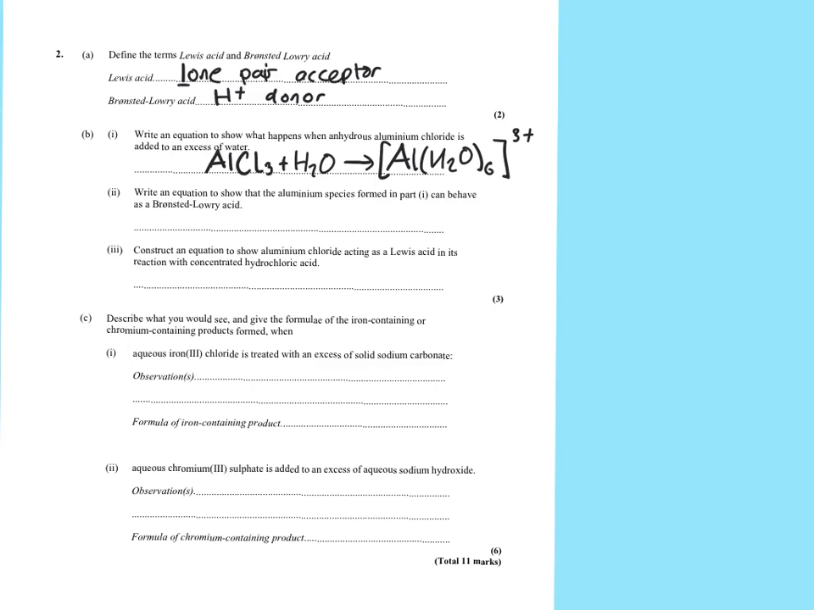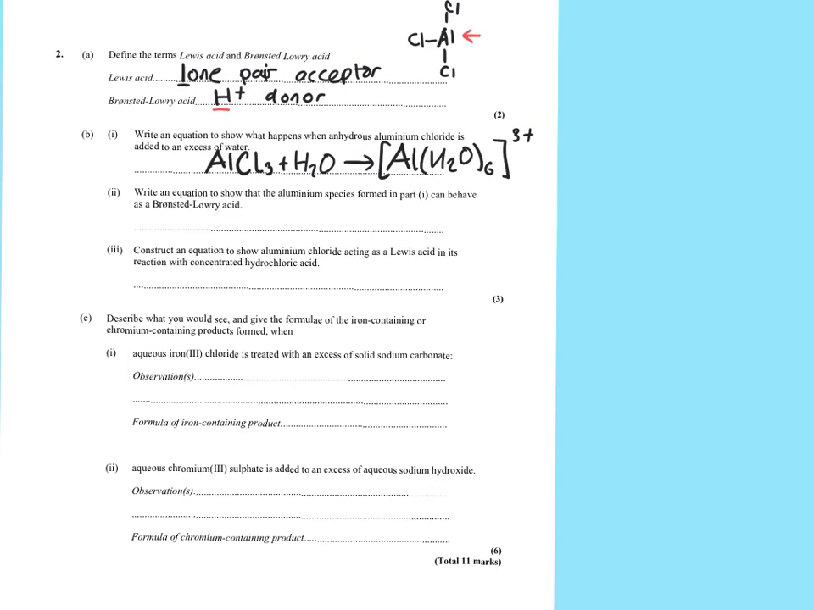First question is, what is the difference between a Lewis acid and a Bronsted-Lowry acid? A Lewis acid is a lone pair acceptor. So we met this when we did organic chemistry, and aluminium chloride in organic chemistry we met as a Lewis acid. A Bronsted-Lowry acid is an H+ donor.